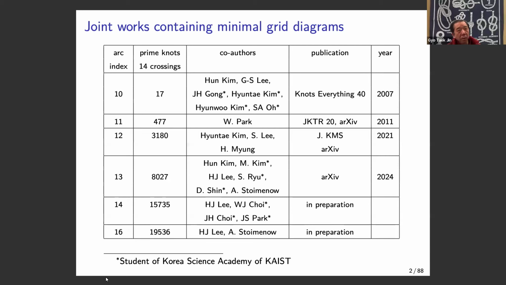And then the arc index 16 case is the alternating knots. The number of alternating knots of 14 crossings is 19,536. And we are also preparing an article on this. So the last two items were finished last year. And those names with a star, at the time of the research, they were high school students. The high school is for gifted students, named Korea Science Academy of KAIST.